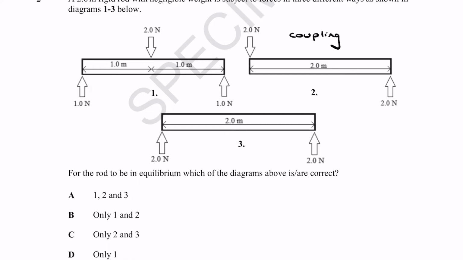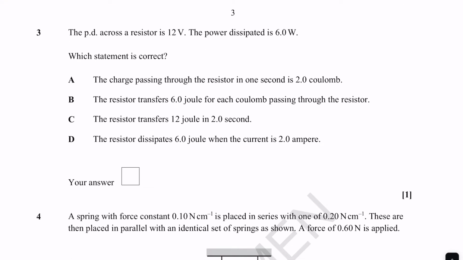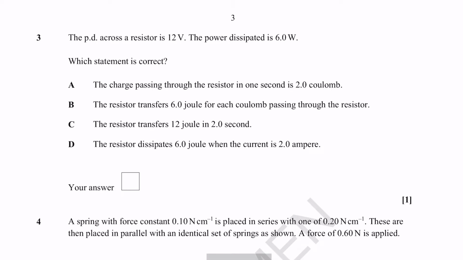Now question number 3 says the potential difference across a resistor is 12 volts and the power dissipated is 6 watts. Which statement is correct? A, the charge passing through the resistor in 1 second is 2 coulombs. Well, let's find out what the current is, because 1 second, 2 coulombs, that's 2 coulombs per second, which refers to the current, but current is given by power divided by voltage, or in other words 6 divided by 12, so that is incorrect. The current happens to be 0.5 amps.